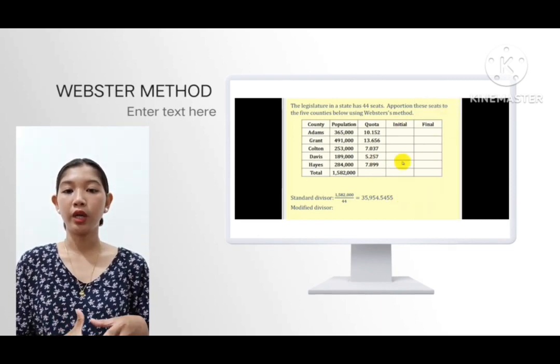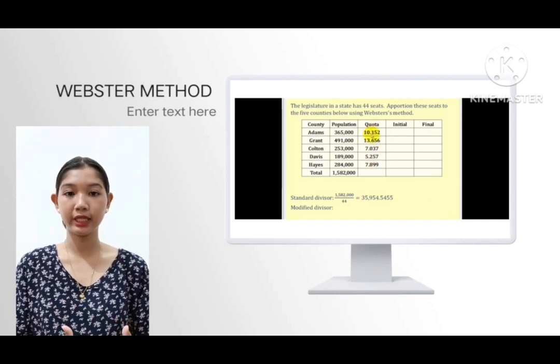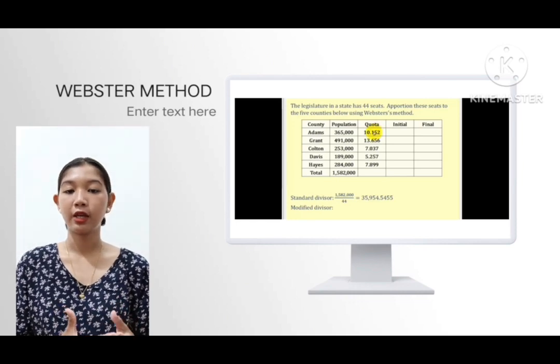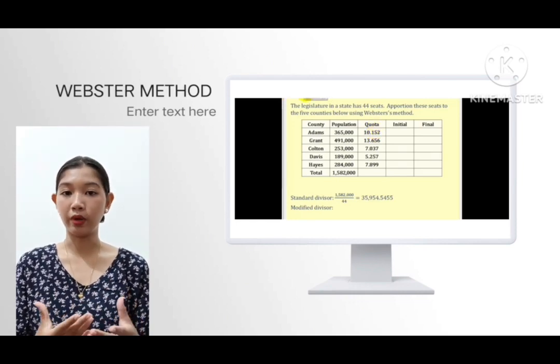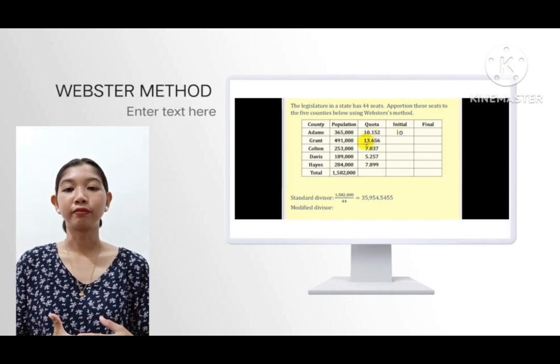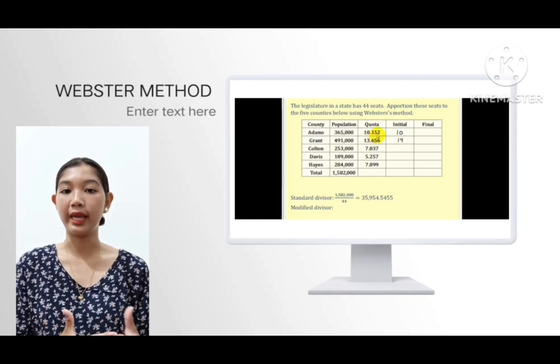So if we have a 5 or more in the tens place value, we'll round up. 4 or less, we round down. So for our first quota, we would round down to 10.